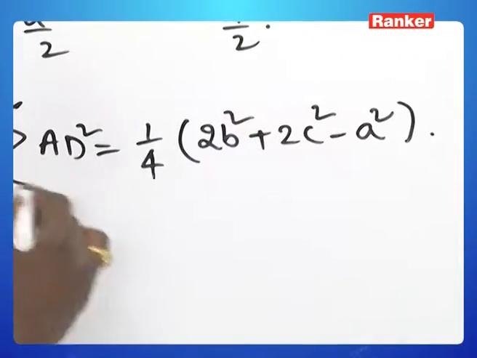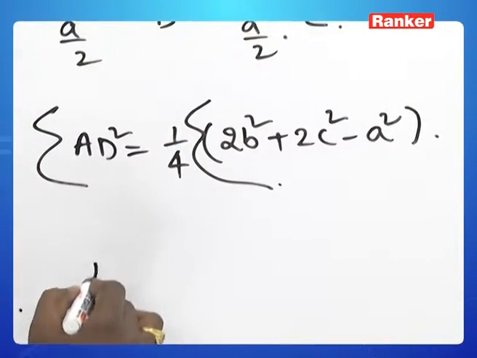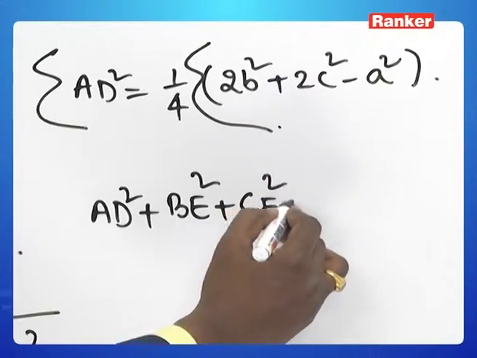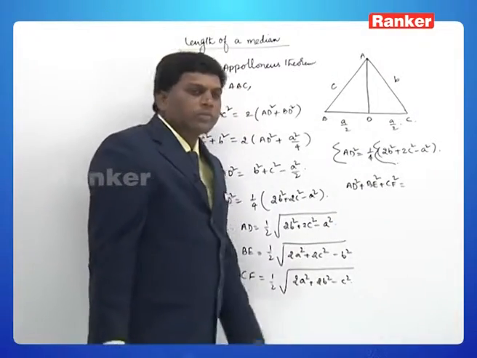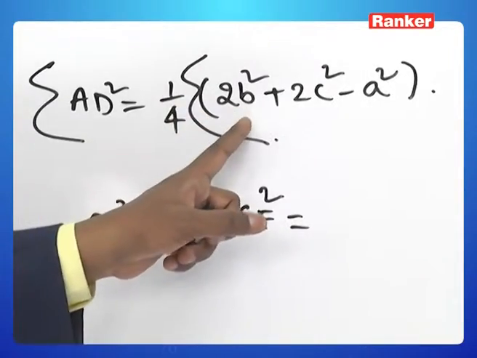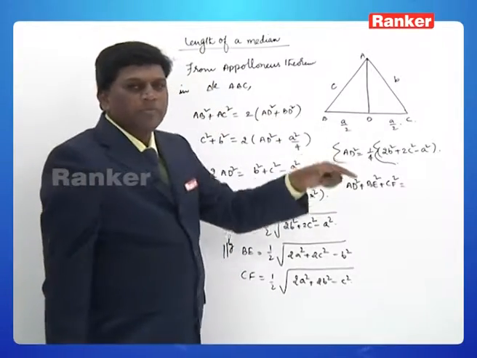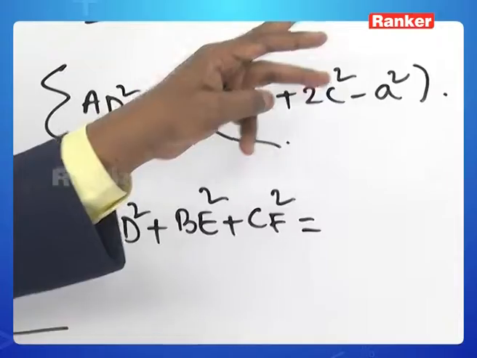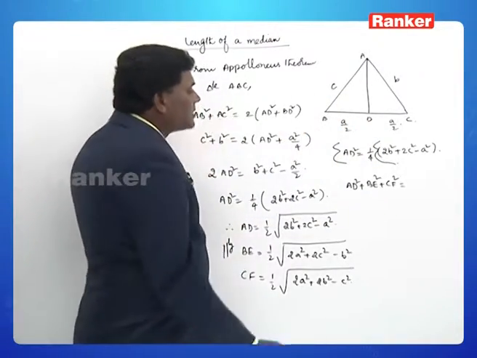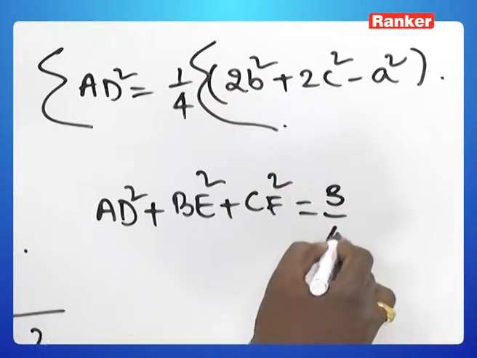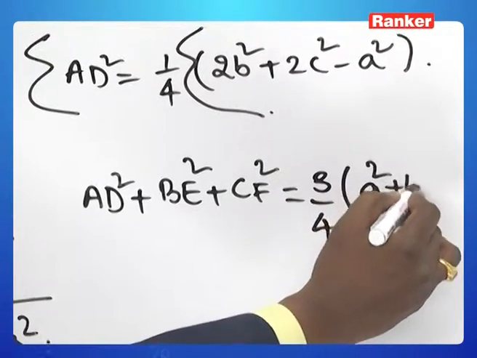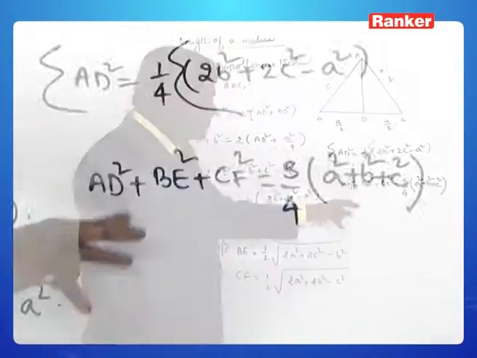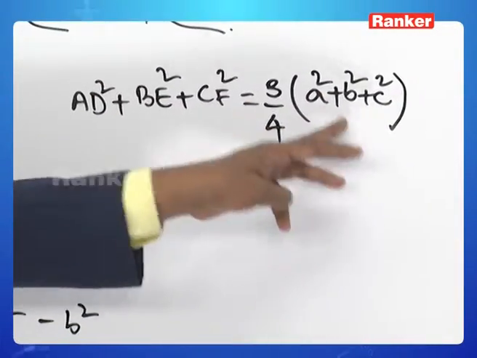If we apply sigma to this, we get the relation AD square plus BE square plus CF square equals sigma of 2b square plus 2c square minus a square. Finally, 3 times b square, 3 times c square, 3 times a square will come if you expand sigma. That's why we get the result as 3/4 of a square plus b square plus c square. This is the interrelation between the sum of squares of medians and the sum of squares of the sides.